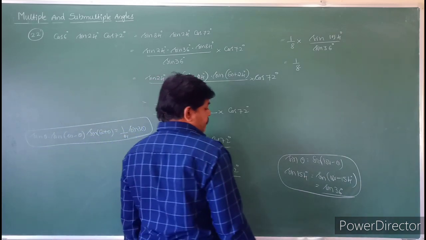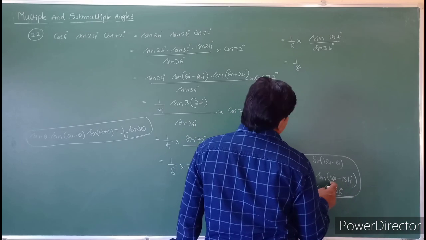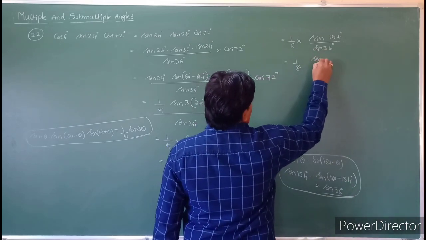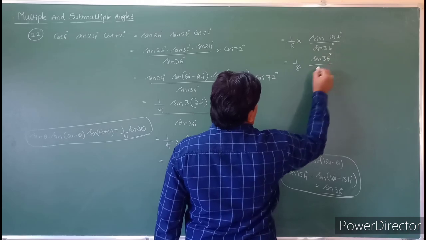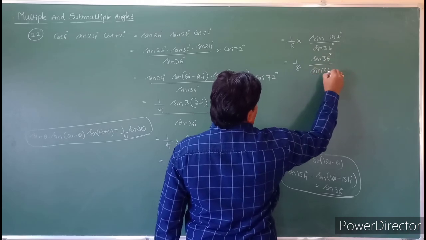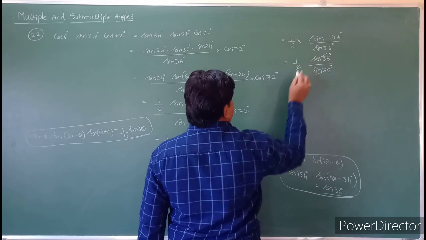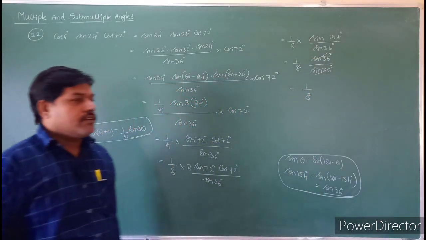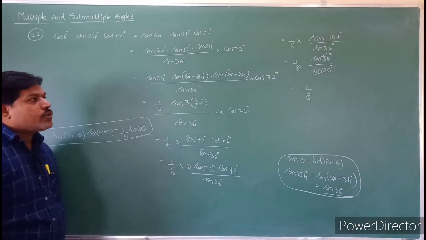So what happens? It will become sin 36 degrees by sin 36 degrees. You can cancel these two, students. It will become 1 by 8, that is the answer. Okay. So see that question, students.